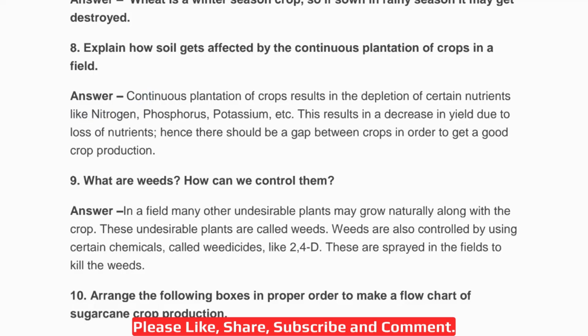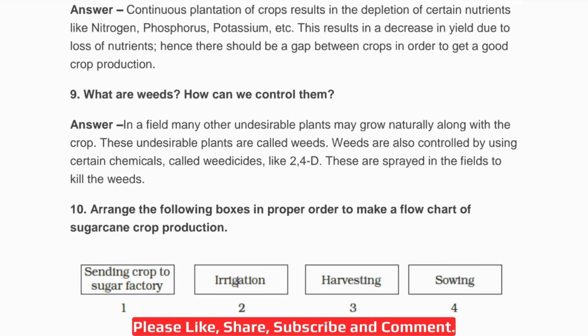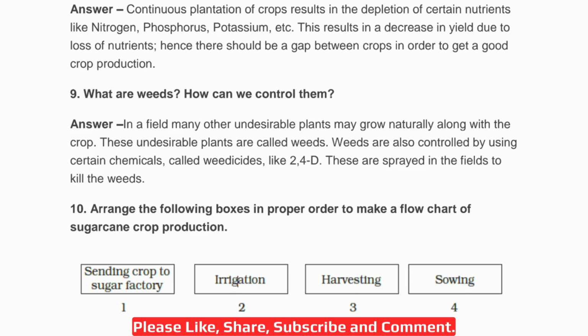Then, ninth question, what are weeds? How can we control them? Now, in a field, many undesirable plants may grow naturally along with the crop. These undesirable plants are called weeds. Weeds are controlled by using certain chemicals called weedicides like 2,4-D. These are sprayed in the fields to kill the weeds.